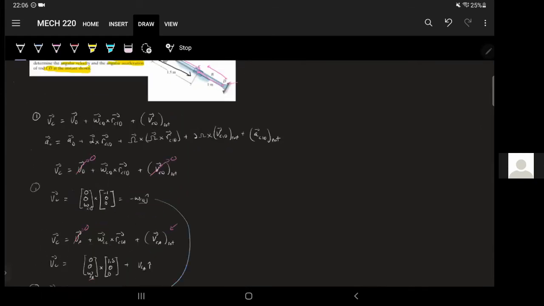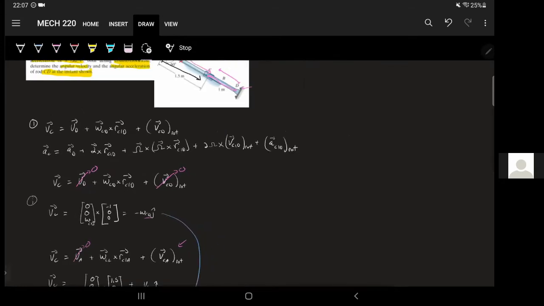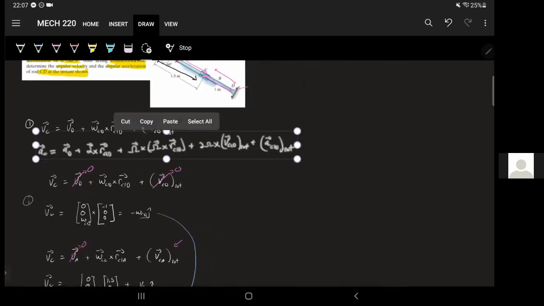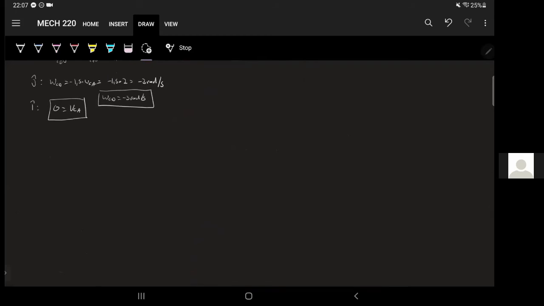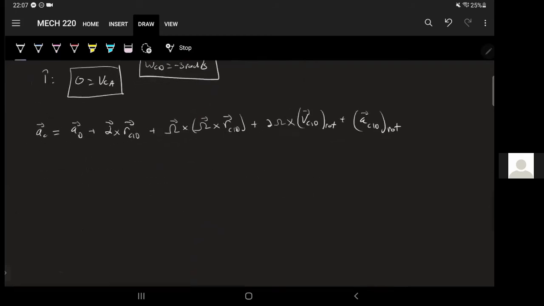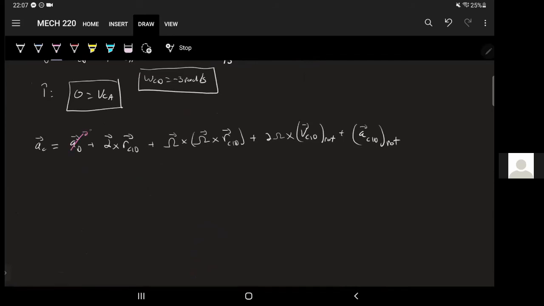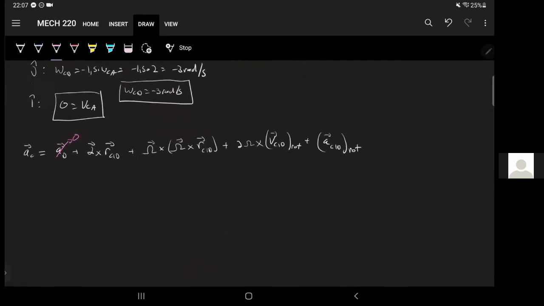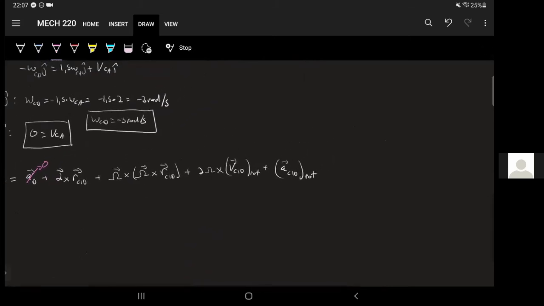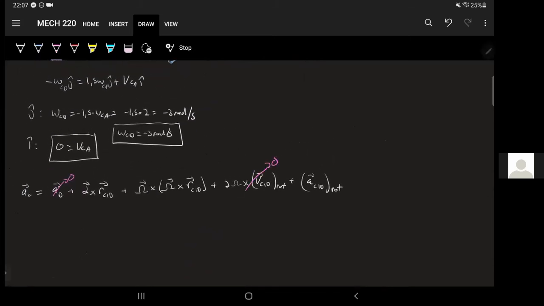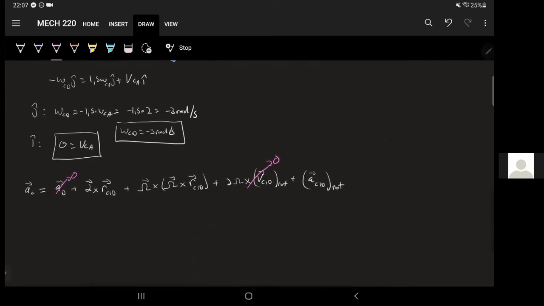And now we do the same thing, but using the acceleration. I'm going to copy this equation here. We know that acceleration of D is going to be 0 because it's a pin. We also know that VCD is 0 because it's not moving. It's pinned to it. Same thing with the acceleration.